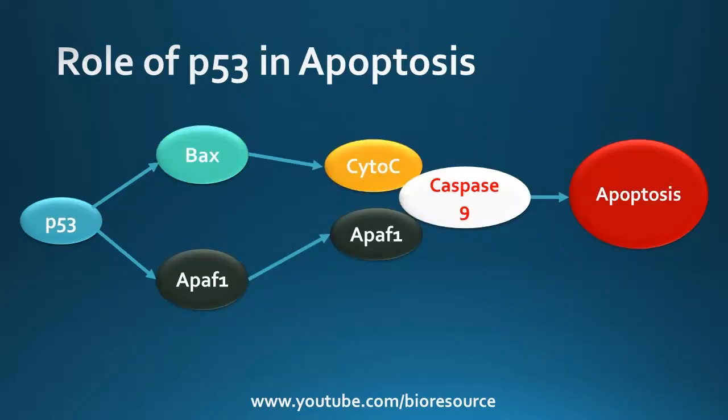Let's see the role of p53 in apoptosis. p53 can activate other pathways, and through caspase 9 it causes apoptosis or cell death. This is done through BAX and APAF1, and through binding of cytochrome C to the caspase, which causes the apoptosis.